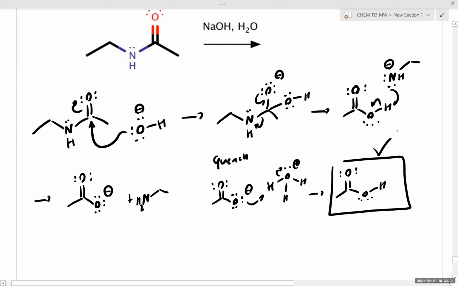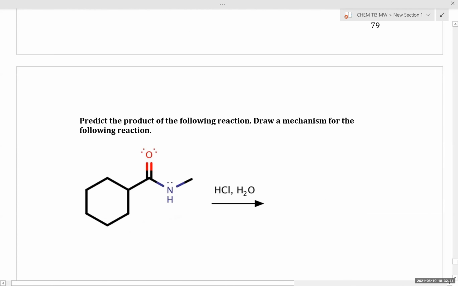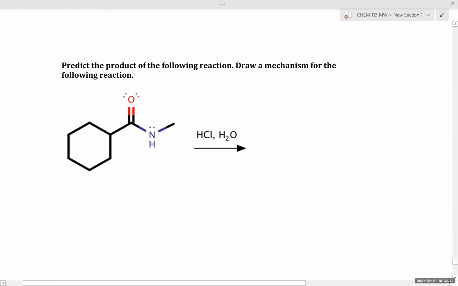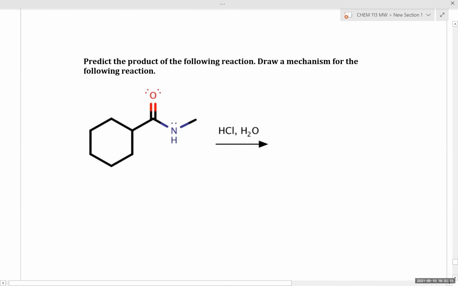If not, let's try to apply what we've learned to another example. So in this case, we have an amide. We're treating it with hydrochloric acid and water. I'd like us to predict the product from the following reaction and then draw a mechanism for this reaction. So let's work through this example over the next 3 to 4 minutes.